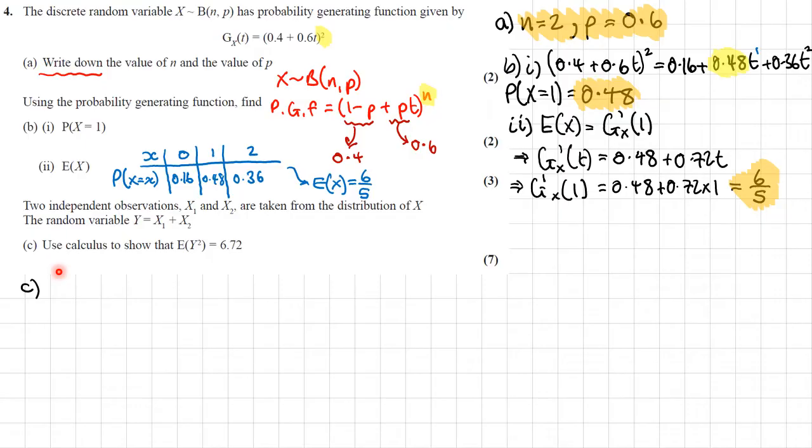Moving on, 2 independent observations, x1 and x2, are taken from the distribution of x. The random variable y is equal to x1 plus x2.